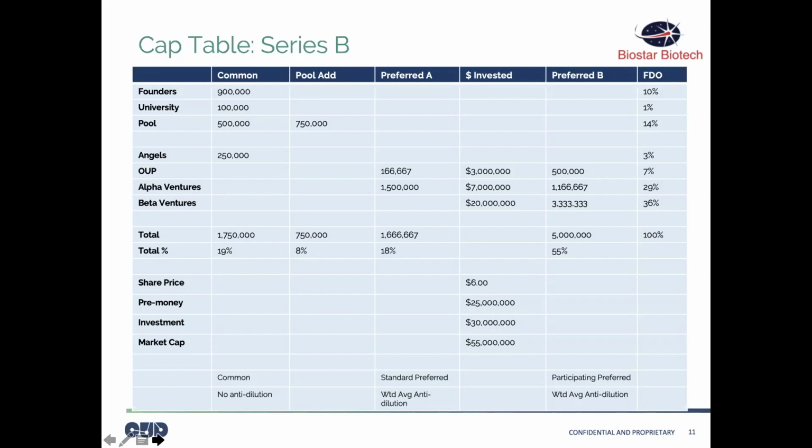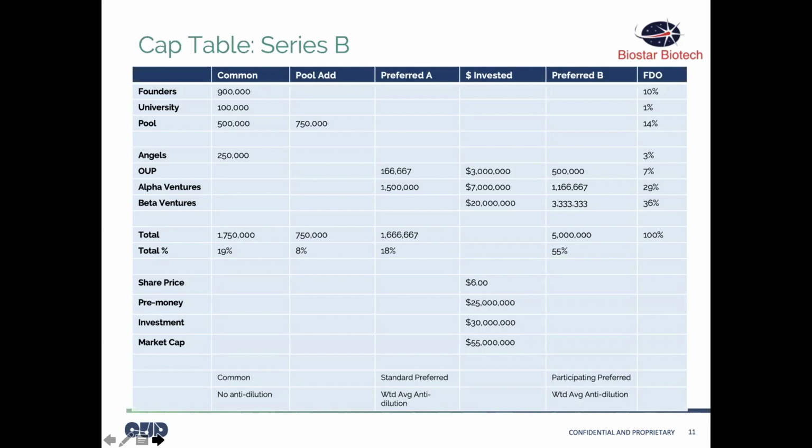We're going to have to give some shares, or options rather, to the management team to offset dilution, and we're going to expand the management team so we have new hires. The angel hasn't changed his 250,000 common shares, and because he invested in common, he does not have a participation right or a pro rata right to participate in the preferred rounds. You can see where OUP and Alpha bought in the A.